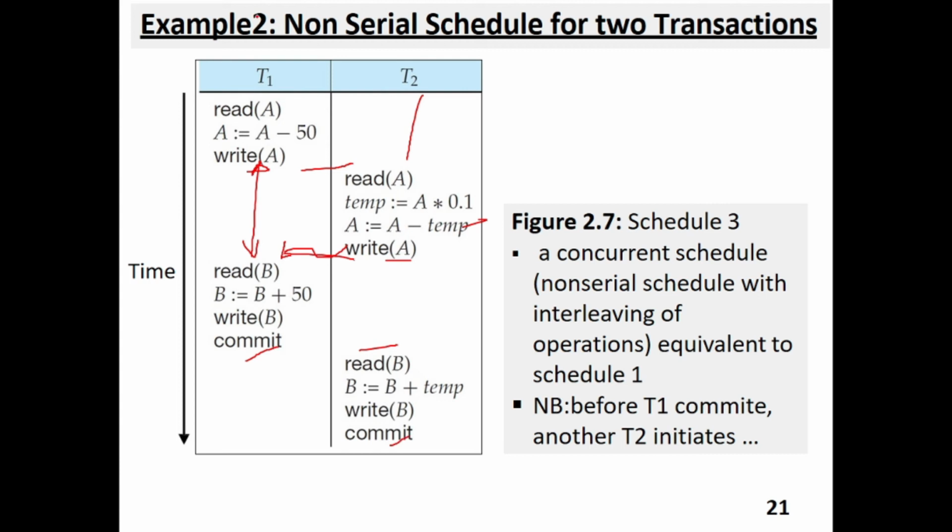ይሄንን ምን እንለዋለን? ነን ሴሪያል ስኬጁል እንለዋለን ማለት ነው። This is what we call a non-serial schedule. NB: before T1 commits, another T2 initiates.